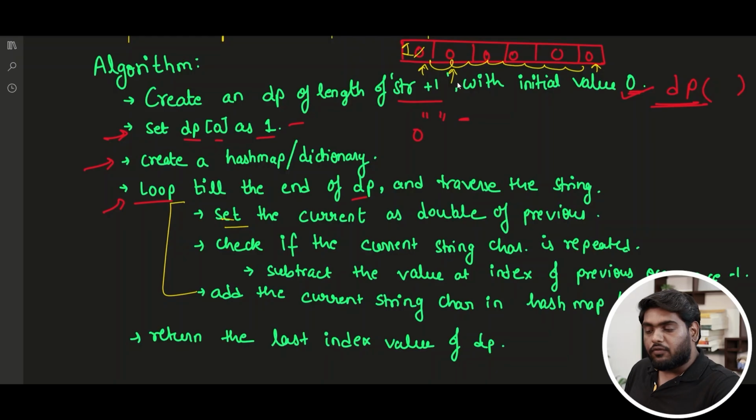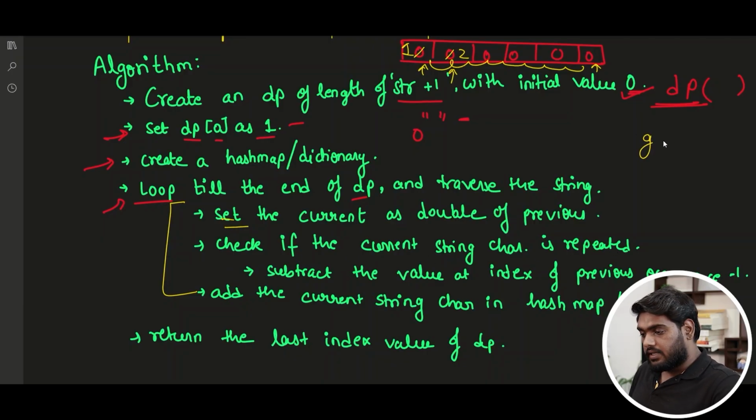We are going to begin from here. What do we have in previous? We have 1, so we will double it and put it here. I've doubled it and put it here. Now what do I have to do? I have to check whether the current string character is repeated.